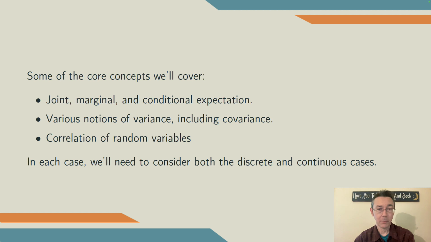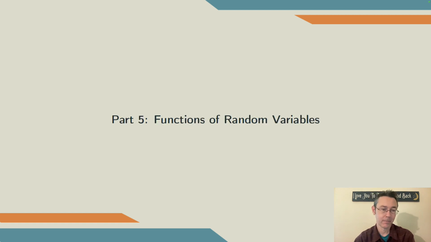Some of the core concepts that we'll cover in this part of the course: joint, marginal, and conditional expectation, also variance and so on. We'll talk about covariance, and we'll talk about the correlation of random variables. For each of these concepts, we'll have to think about the discrete and continuous cases, although they end up being fairly similar in our computations.